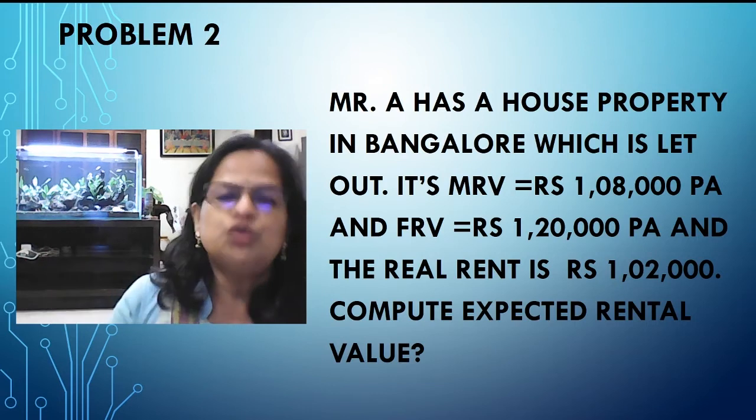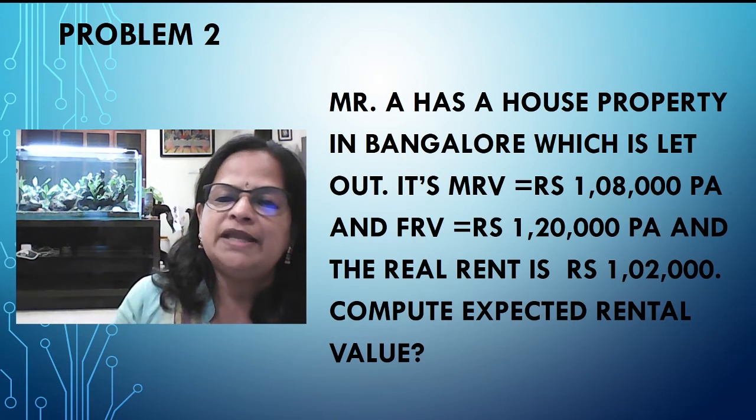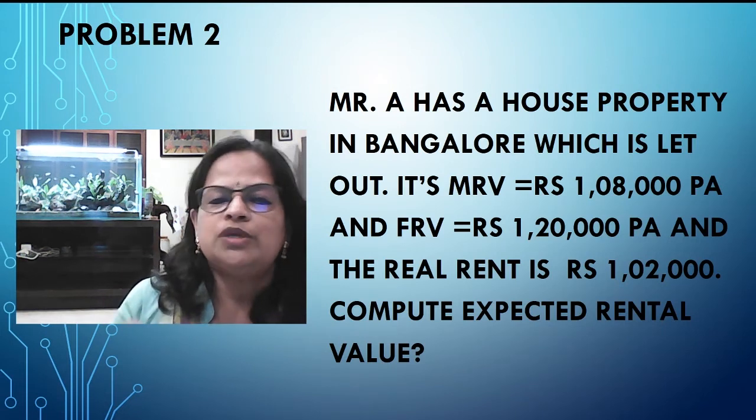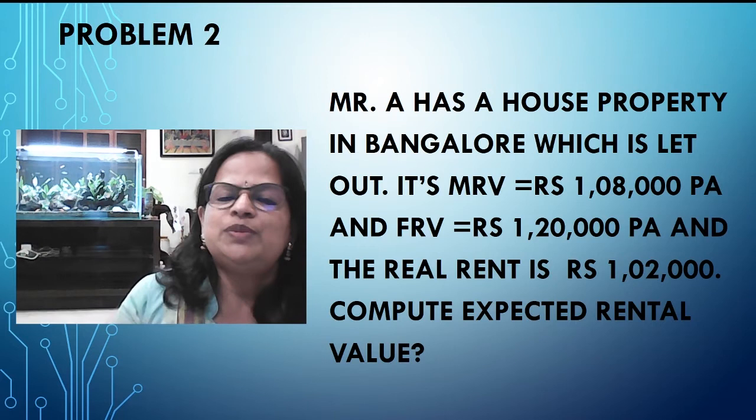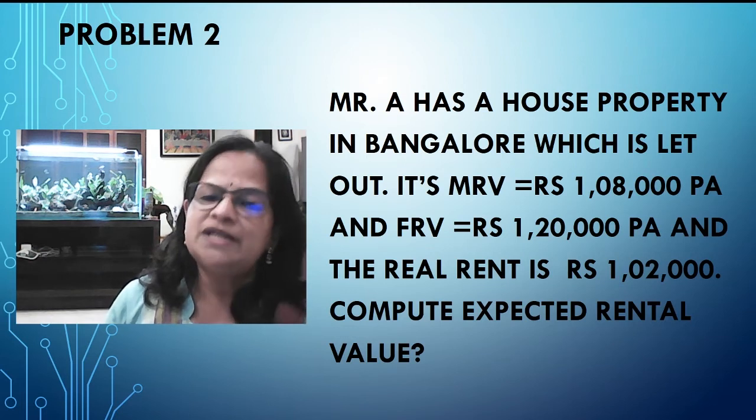Now problem 2. Mr. A has a house property in Bangalore which is let out. Its municipal rental value is 1,08,000 per annum, fair rental value is 1,20,000 per annum, and the real rent is 1,02,000. Compute the expected rental value. Here you have to remember that in the previous problem standard rent was there. Here standard rent is not there.